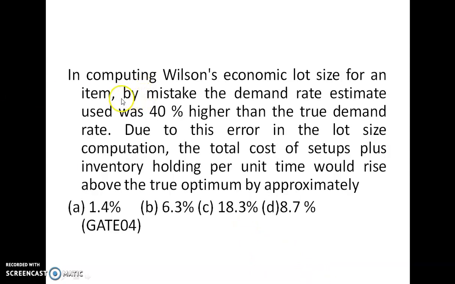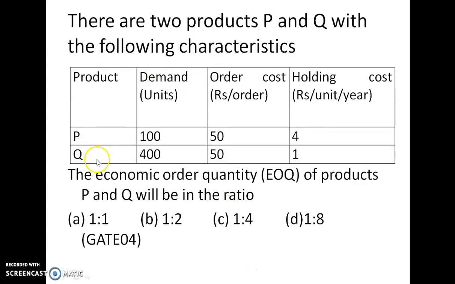Next one, Wilson's economic lot size model. So this formula also uses 2C3R by C1. You have to place 2C3R by C1. The square root of 2C3R by C1 is Wilson's economic model, and the economic order quantity EOQ. You have to find EOQ for P and Q, and you have to find the ratio.